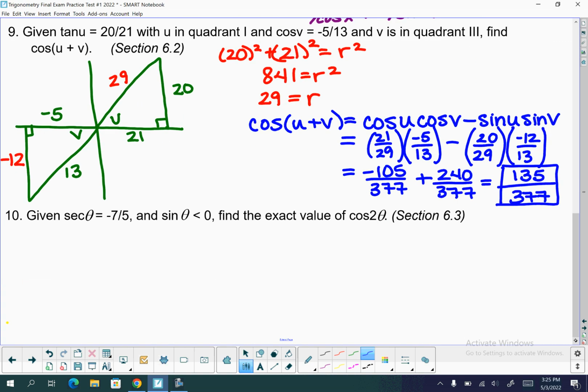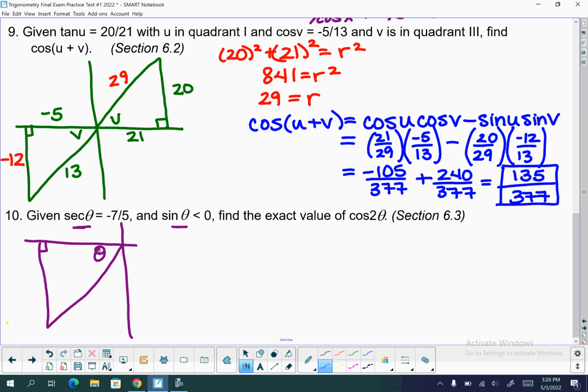Okay. Next, given secant of theta is negative 7/5 and sine of theta is less than 0, so negative, find the exact value of cosine 2 theta. All right, again, we're going to draw a triangle. Secant is negative and sine is negative. The only quadrant, if you look at your all students take calculus, where both of these could be negative is quadrant 3. So let's draw our theta, right angle on the x-axis, in quadrant 3.